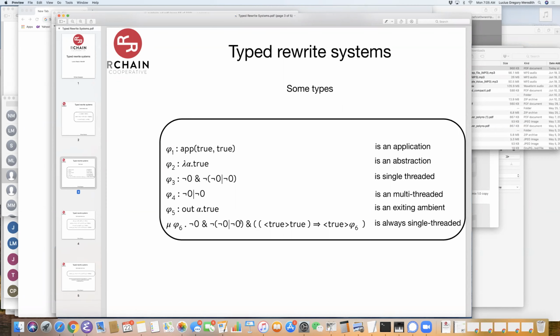And this one's a little bit more sophisticated. It's a recursive type, right? It's the greatest fixed point of phi 6. So it says it's single threaded, and if it reduces at all, it has to reduce to something that respects phi 6. It might just sit there, it might be inert, but if it does a reduction at all, then it has to reduce to something that is once again phi 6. So any questions about any of these types?